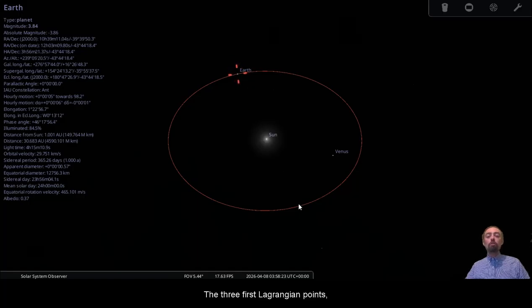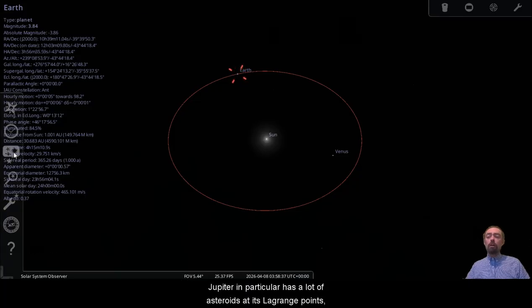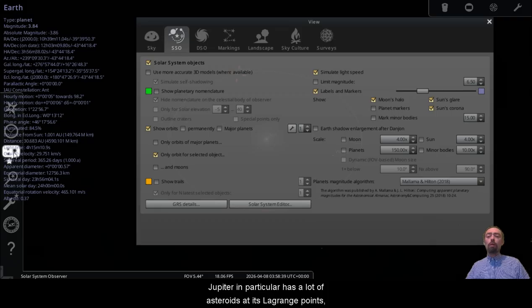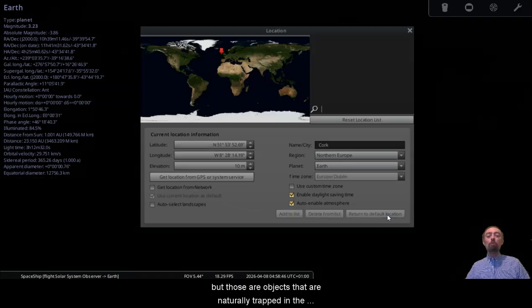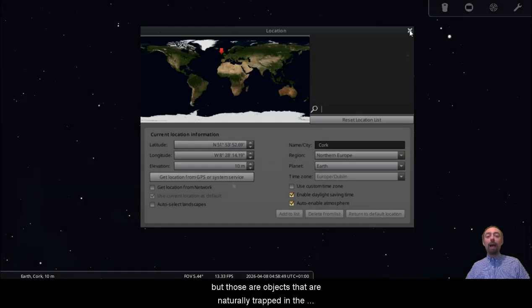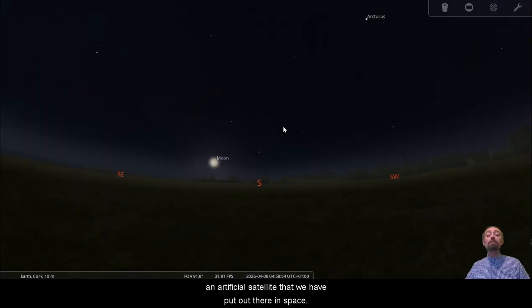The first three Lagrangian points, 1, 2, and 3, are kind of small points, whereas L4 and L5 are more regions of space in which things can be stable. Jupiter, in particular, has a lot of asteroids at its Lagrange points, the Trojan asteroids at L4 and L5. I think it's the Trojan and the Greek asteroids, one at L4, one at L5, but those are objects that are naturally trapped in the Lagrange point. The James Webb Space Telescope is, of course, an artificial satellite that we have put out there in space.